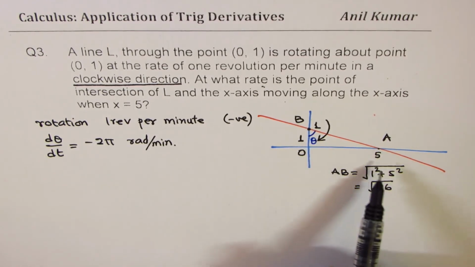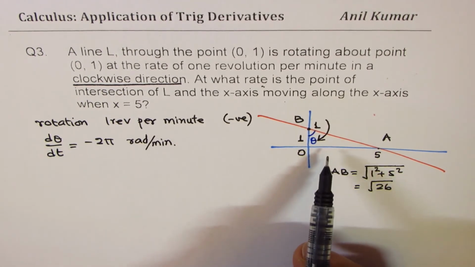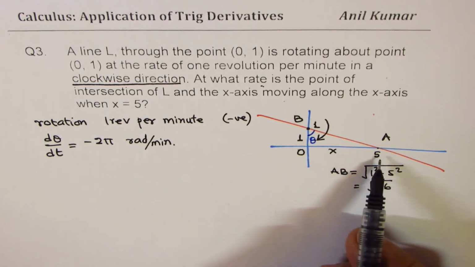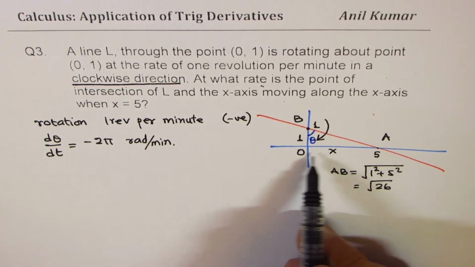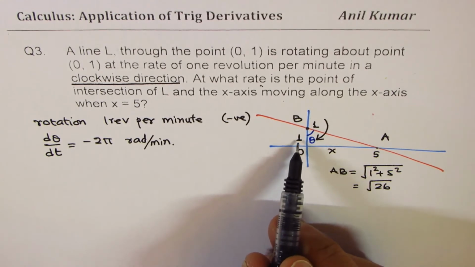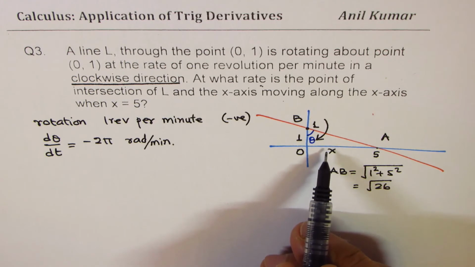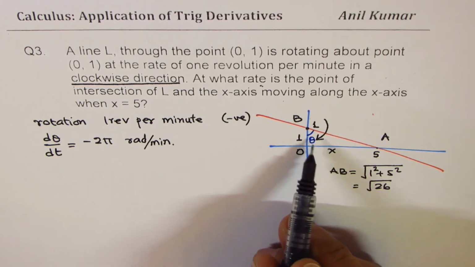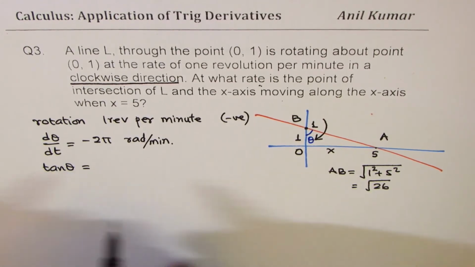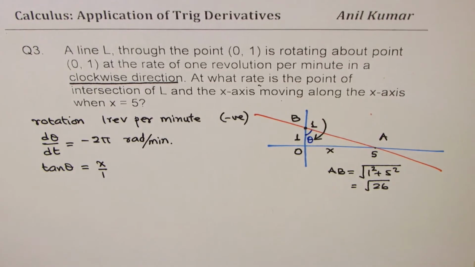Okay. Now, we can relate, let's say this is x at any time. If this is x, how is x related with theta and 1? That becomes the opposite side, correct? So we can say tan theta is equal to x over 1, or x. Is it okay?